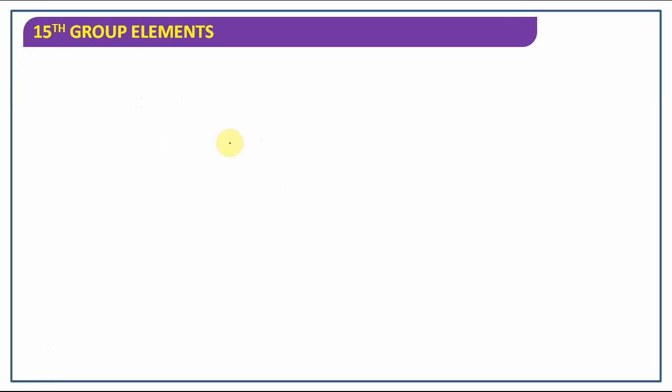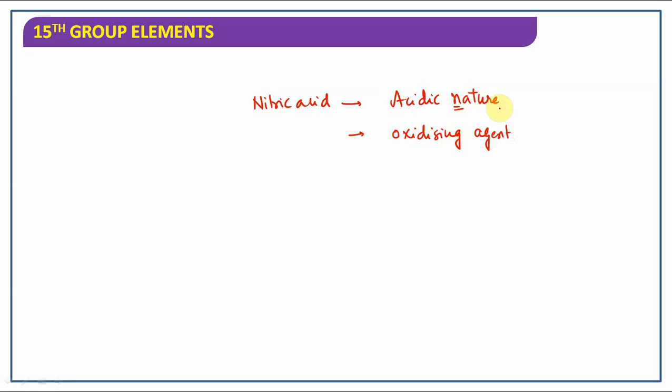Clear? So it's a very important topic, children. Under nitric acid, it can behave as an acid and it can behave as an oxidizing agent. Acidic nature means any reaction you can write with base. Oxidizing agent in the sense, what reactions have we taken? Oxidation of many compounds, like Fe2+ to Fe3+, H2S to S, SnCl2 to SnCl4, like that.